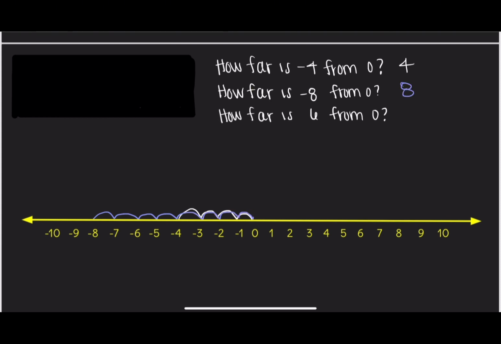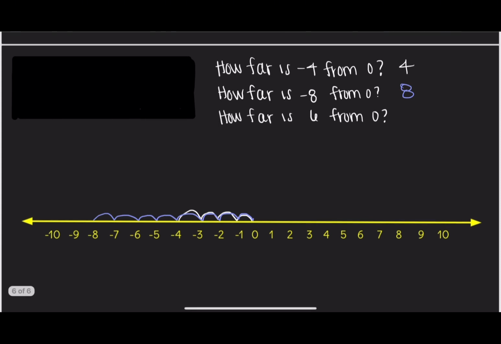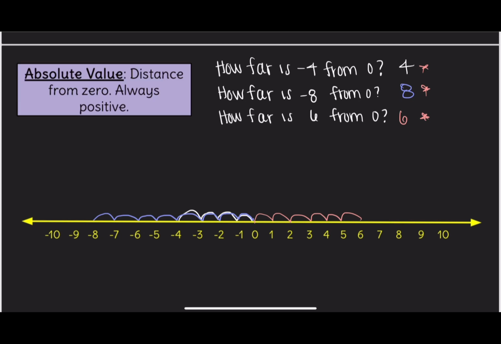All right. And then my last question is, how far is 6 from 0? Okay, so we're starting over here. And 1, 2, 3, 4, 5, 6. Well, if you notice, all 3 of these numbers are positive numbers because I was asking you how far they are, which is a distance. And distance can never be negative. When you're asked about a distance from 0, this is called the absolute value, and it is always positive.